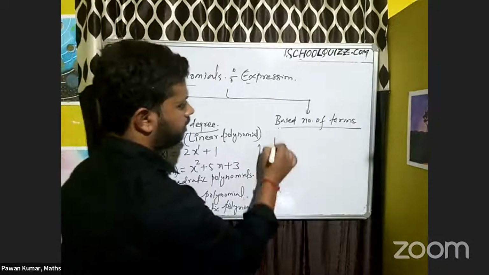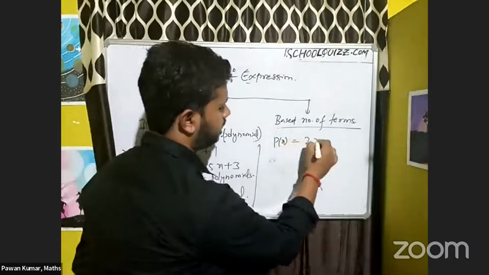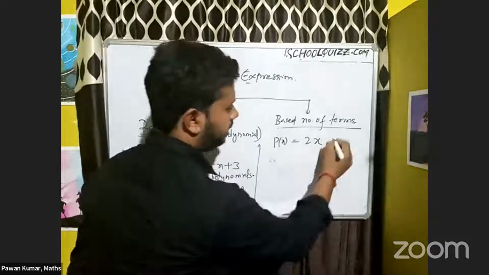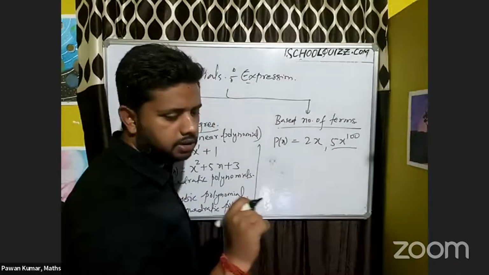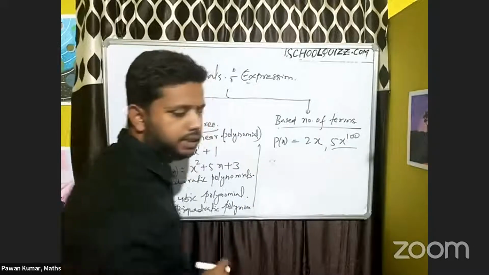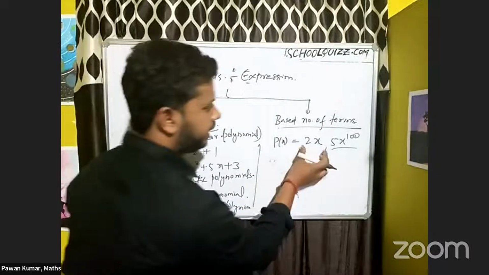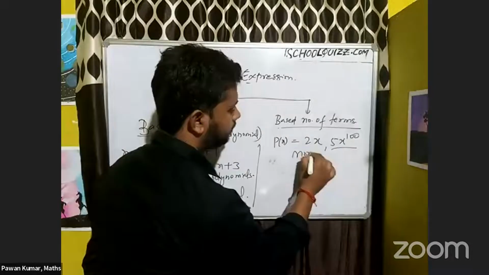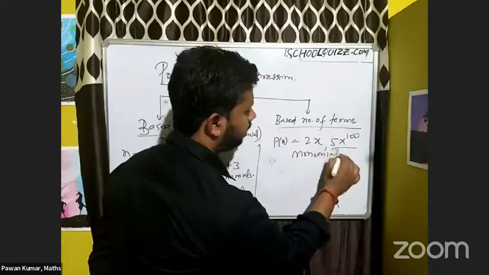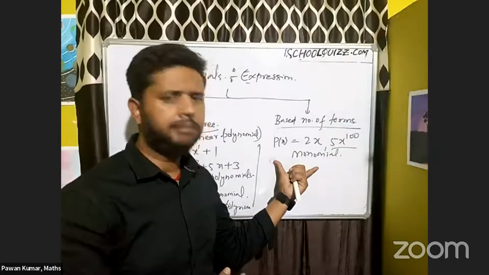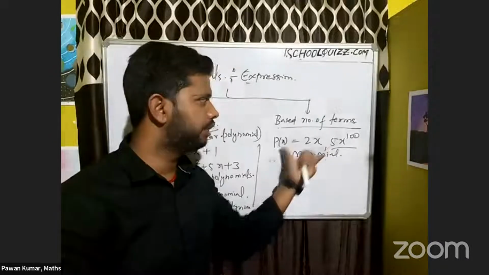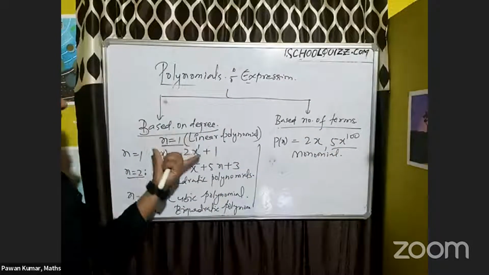Suppose you have p of x equals 2x, that is only one term. Like 5x to the power 100, here also only one term is there. Only one, meaning plus or minus is not there in that. Correct. So we can call it a monomial. Only one term is there, we call it a monomial. So this is also one way of naming polynomials. That is based on terms, and that is based on degree.